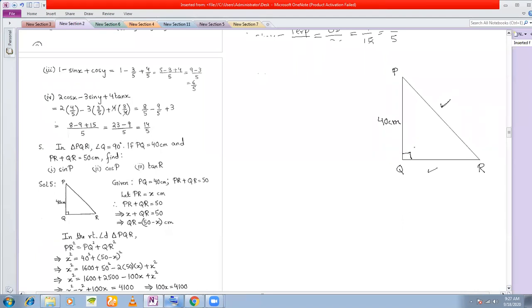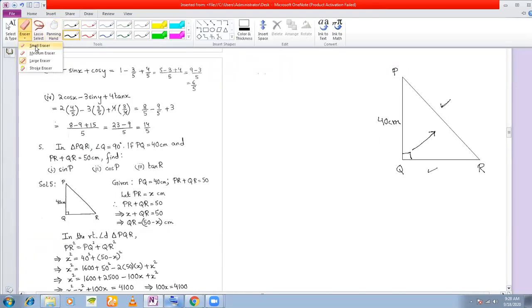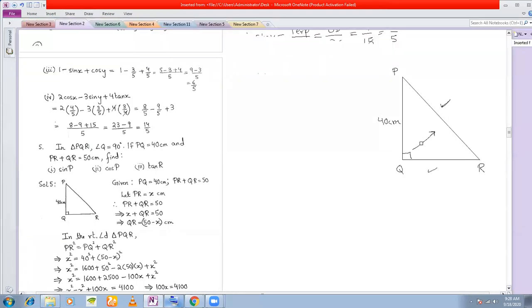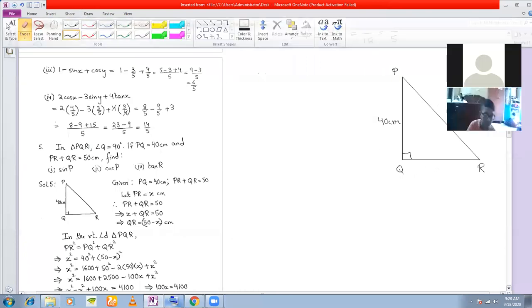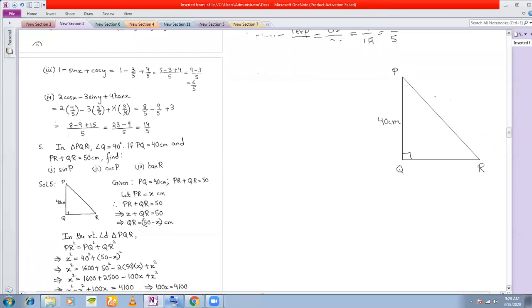If you see in this triangle, the right angle is here, so opposite to this right angle must be your hypotenuse. So PR is clearly your hypotenuse. Also, the sum of the lengths of PR and QR is given. So what I do here is, since the sum is given, if I take the length of PR as x, let PR be equal to x.